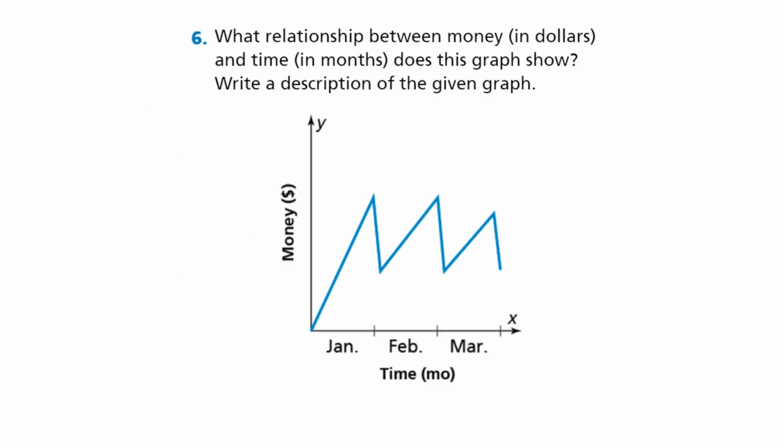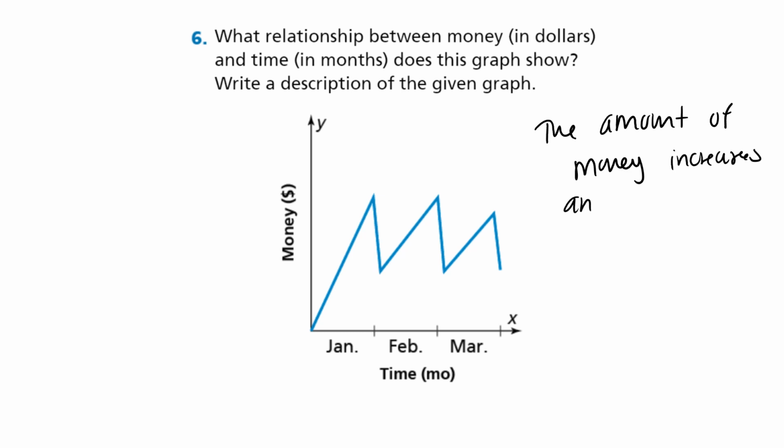What relationship between money and time does this graph show? So because this graph is going up and down at random times and at random amounts, none of it is the same, we could say that the amount of money increases and decreases irregularly. Irregularly means at different times.